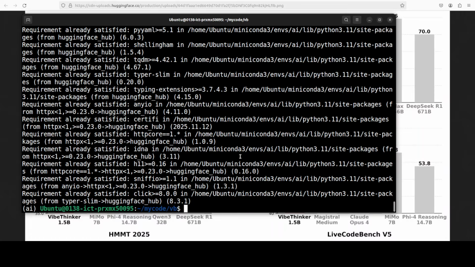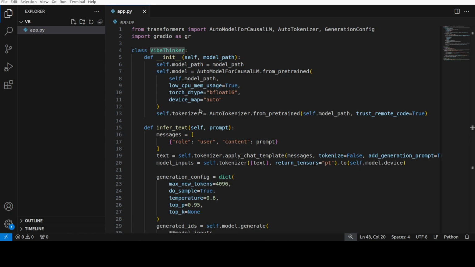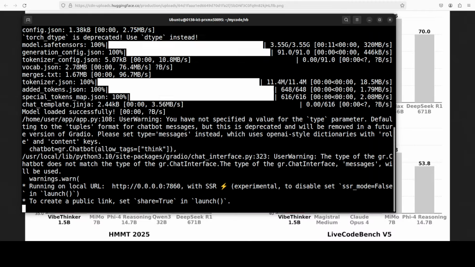Okay, everything is installed. Make sure you also have Gradio installed. I already have it. I'm just going to clear it. And what I have done, I have just taken the code from their card and I have put a Gradio interface on top of it. So I'm just going to run this from my local terminal in the app.py. And the first time when you run this, it also downloads the model, which is very small.